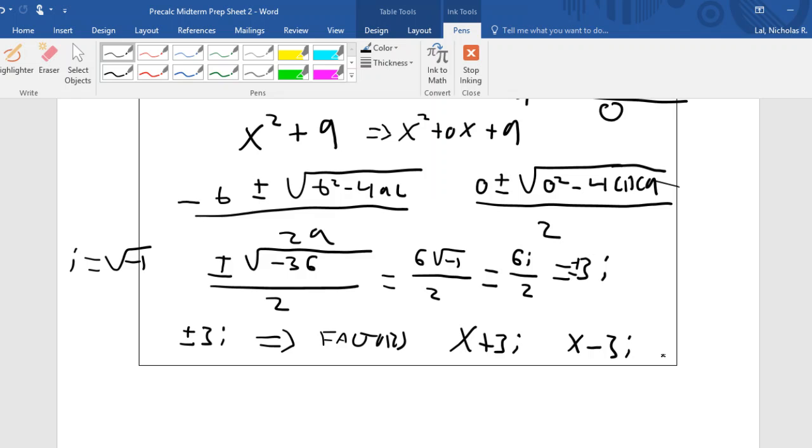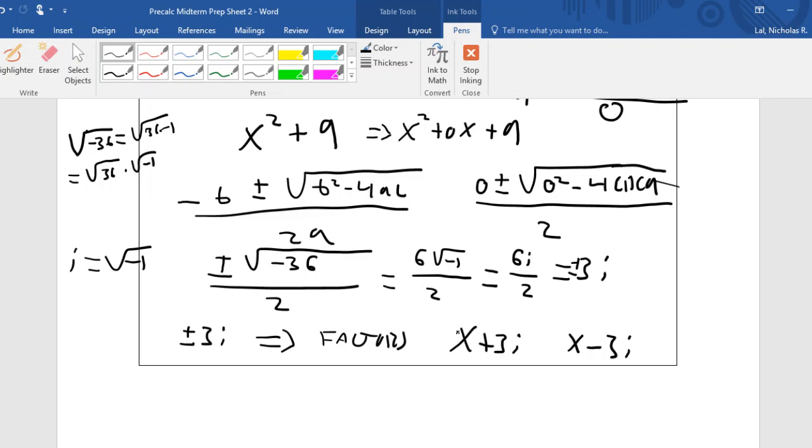Okay, because you have the square root of -36. The square root of -36 is equal to the square root of 36 times the square root of -1. So -36 is equal to 36 times -1, which is equal to the square root of 36 times the square root of -1. Square root of 36 is 6. Square root of -1 is i.